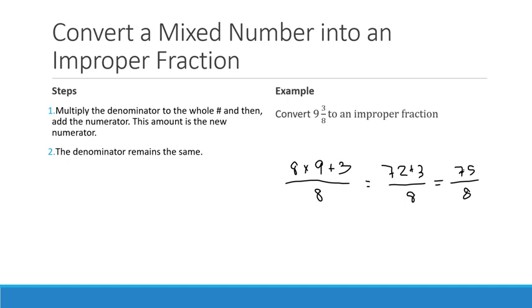To convert a mixed number into an improper fraction, you'll need to multiply the denominator by the whole number and then add the numerator. And that will all be over the original denominator. So we have 8 times 9 plus 3. We're going to follow order of operations. 8 times 9 comes first. That's 72 plus 3. That gives me 75. So 75/8 is our new fraction. This is an improper fraction because the numerator is larger than the denominator.